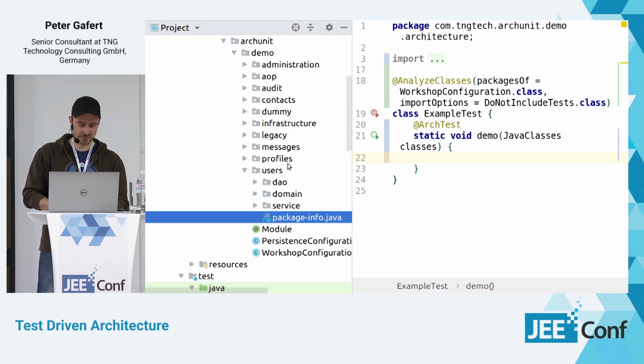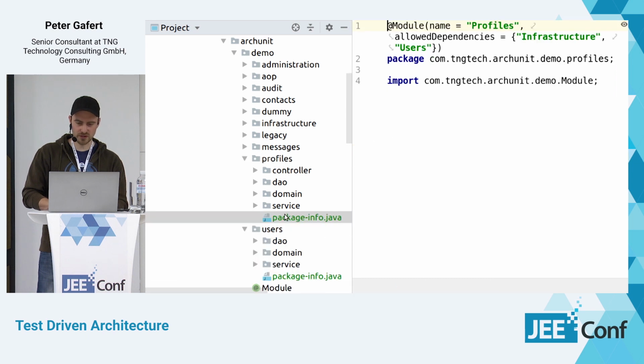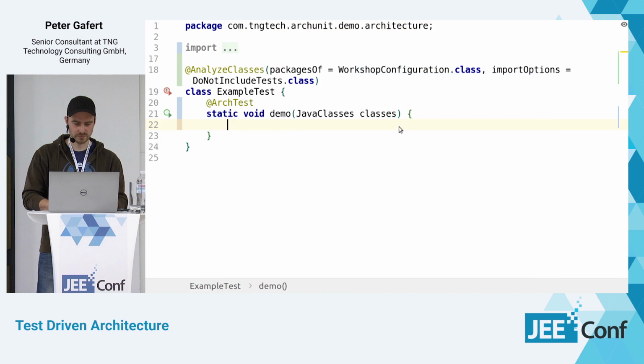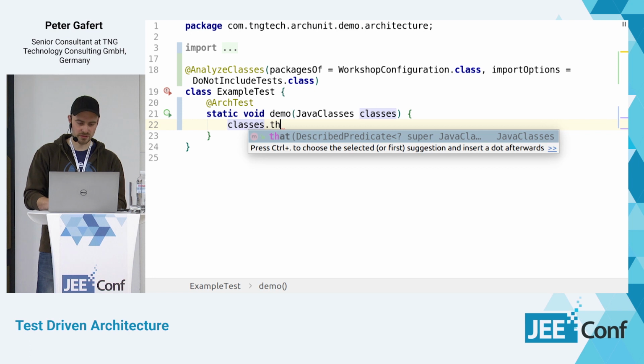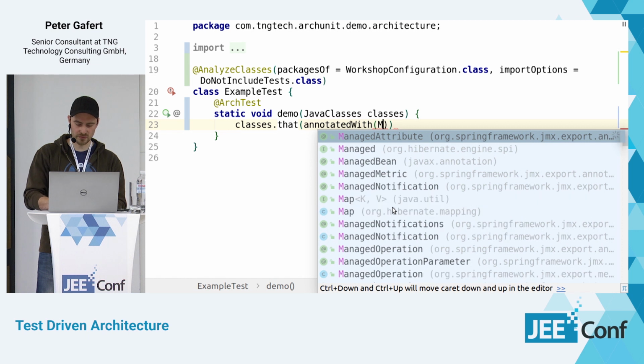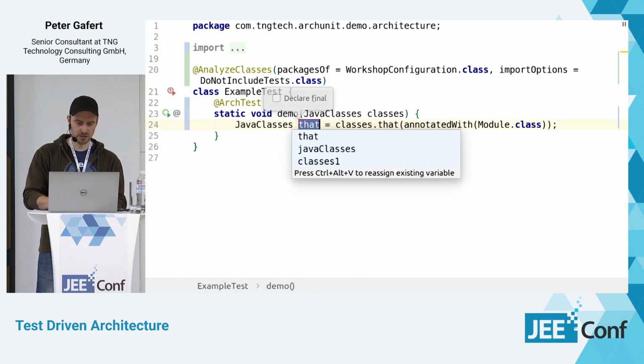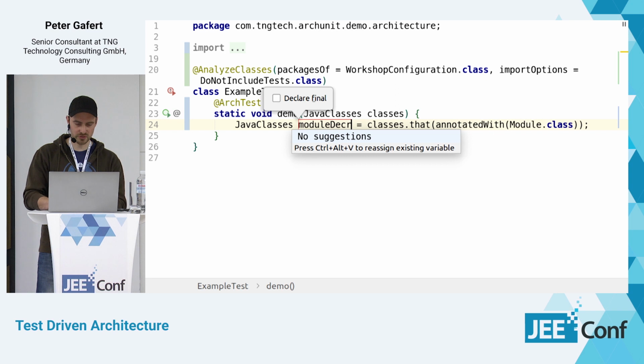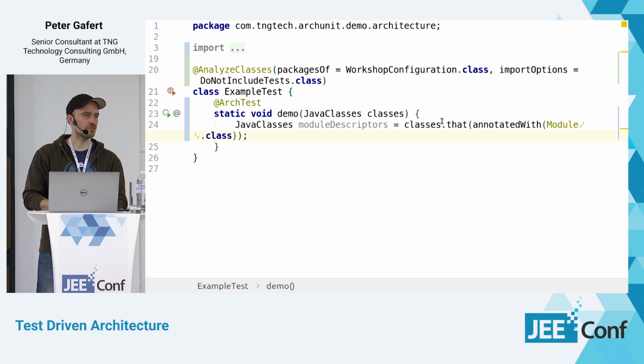Okay, we have these descriptors, right? So I added one to users, I added one to profiles, and they all say, hey, I'm the module profiles, and my dependencies are infrastructure and users. So what if we want to get these descriptors? That's pretty easy. We could say we want the classes annotated with module class. I call this my module descriptors. And that's what I meant: it does not have to be package info class files. It could be any classes. Doesn't matter.